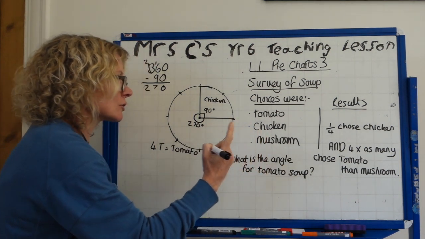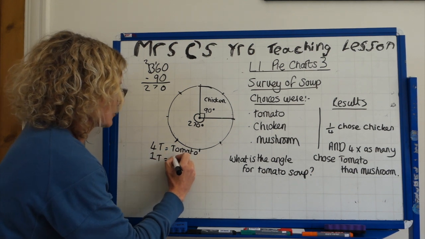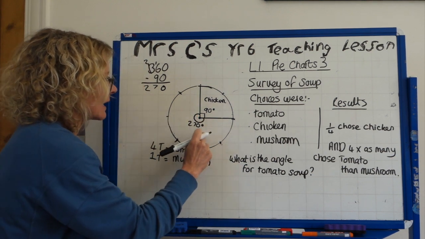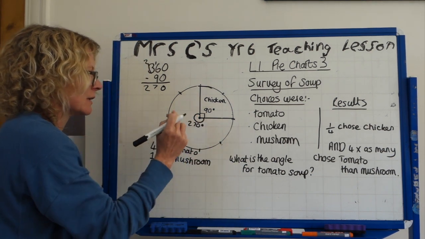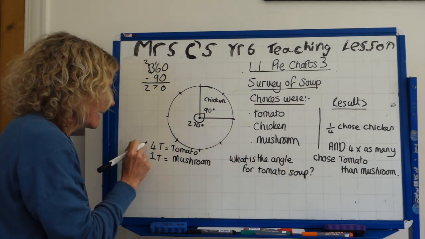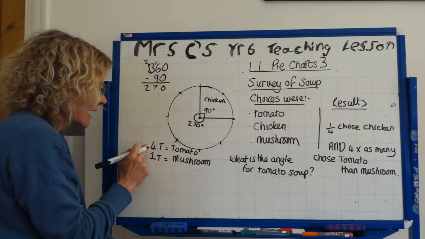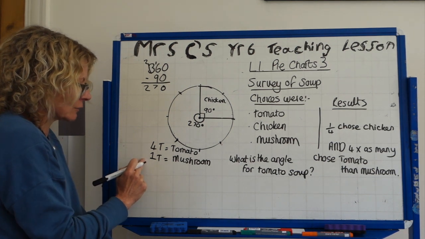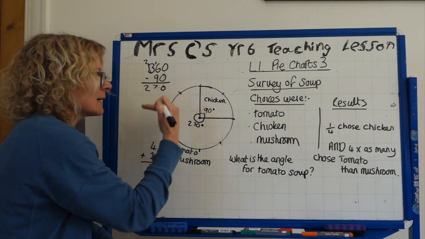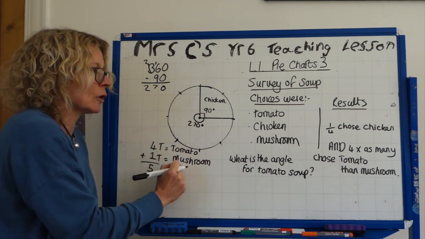And then there's 1 lot of mushroom, isn't there? So 1T is mushroom. How many portions have we got to get between these 270 degrees? 4 lots of tomato and 1 lot of mushroom. So this sector here needs to be shared between how many lots of T? 4 add 1 is 5. So 5 equal T's, really.